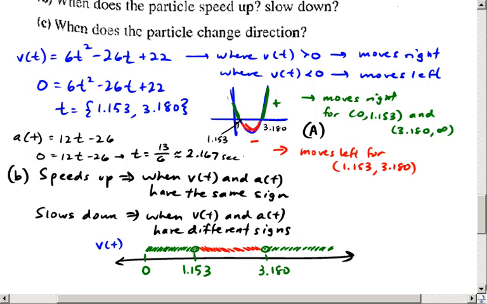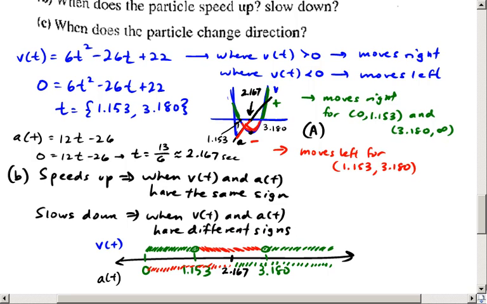Now if I graph that function on the same graph as velocity, this point right here is going to be 2.167. So rather than try to cram it in on this graph here, I think I'm going to use my number line and show you that the acceleration is negative for all values up to that point and positive after. So now I can see exactly where my intervals are.